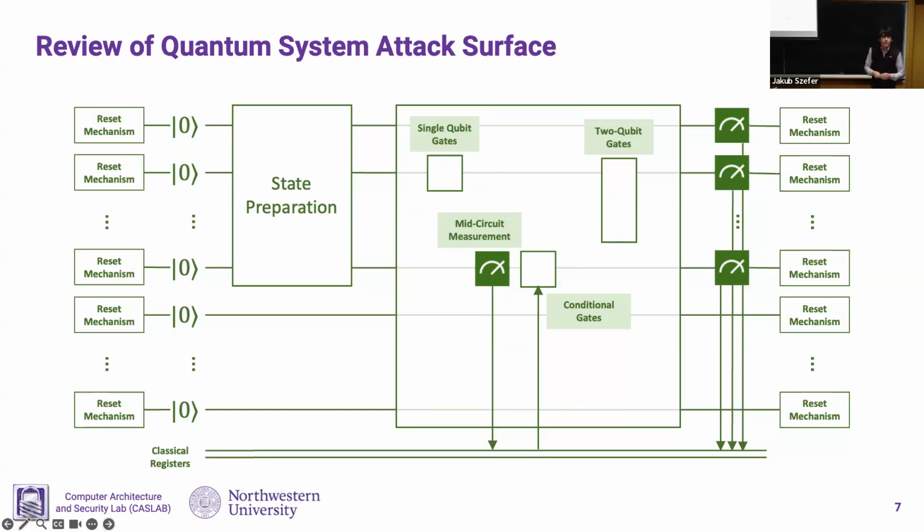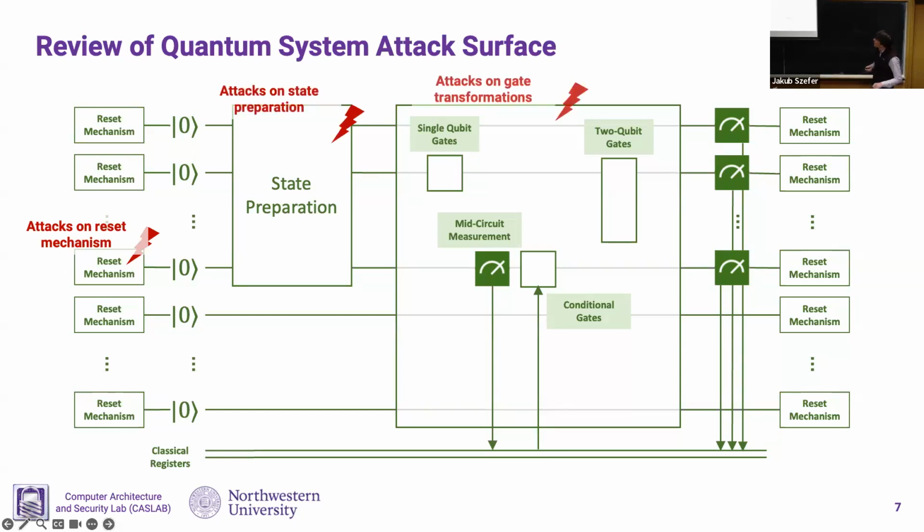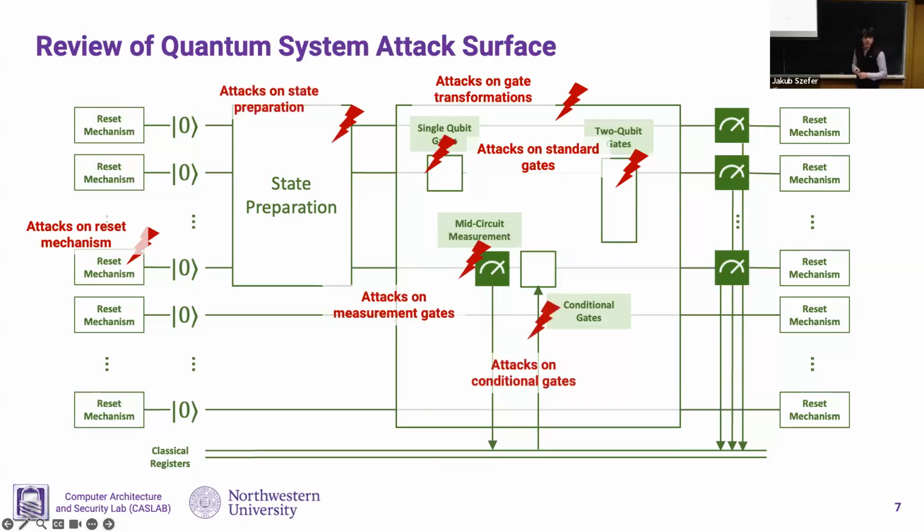So when somebody tries to manipulate the circuit, they could try to attack the reset mechanisms to get the qubits into the wrong state, attack the state preparation to initialize the state in the wrong initial state, or, if they're doing a side channel attack, maybe extract the initial data, then attack the gates, either the actual gates, or for example mid-circuit measurement and the conditional gates.